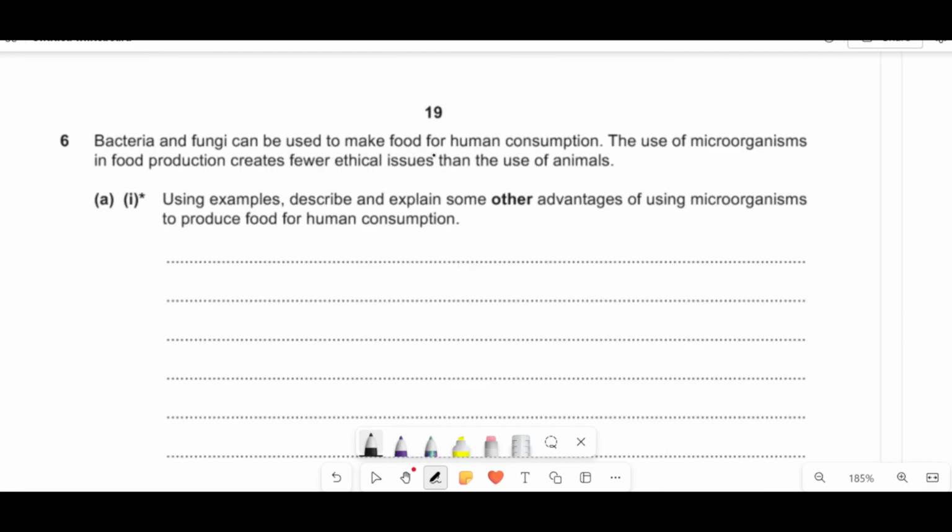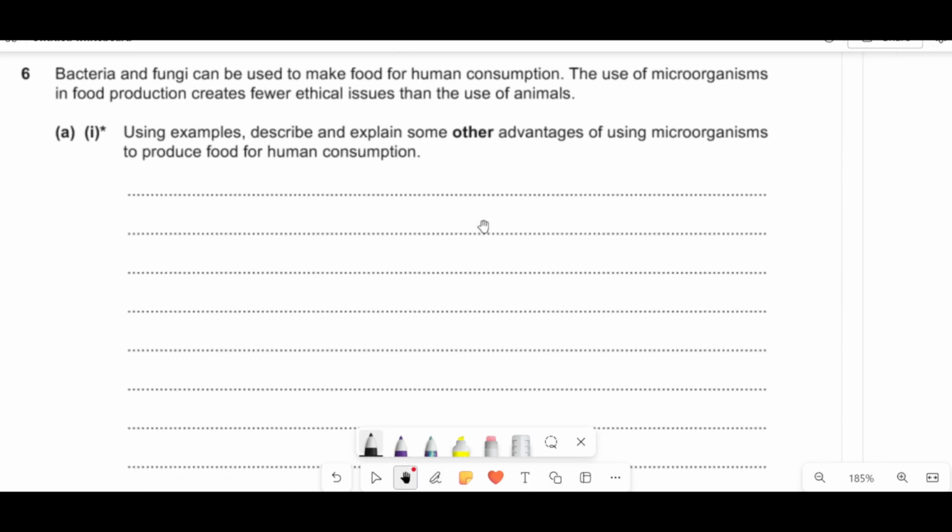Bacteria and fungi can be used to make food for human consumption. The use of microorganisms in food production creates fewer ethical issues than the use of animals. So using examples, describe and explain some other advantages of using microorganisms to produce food for human consumption. It's only advantages we're talking about.